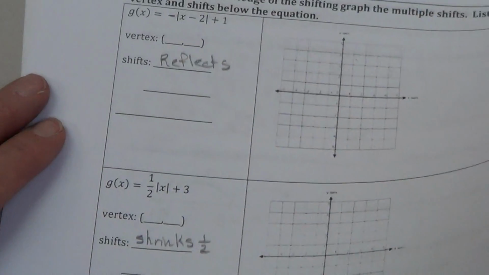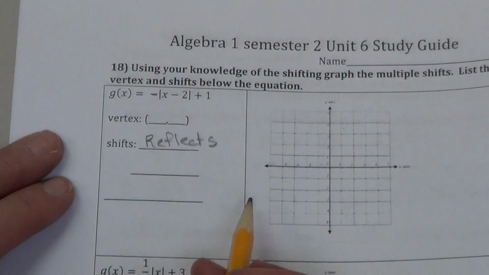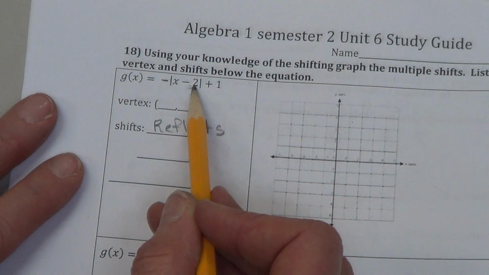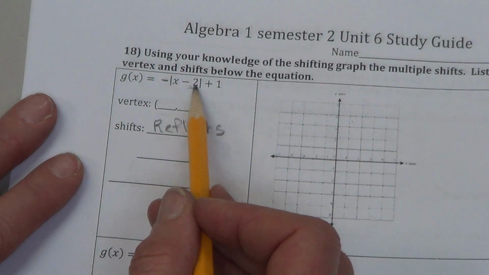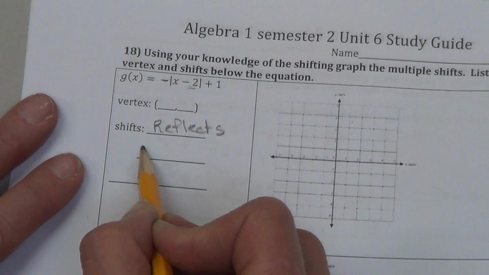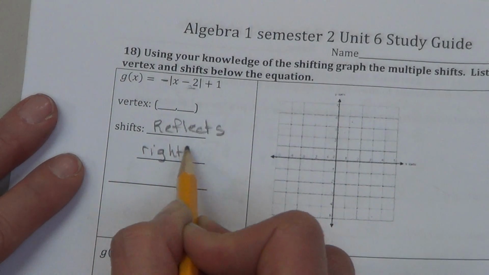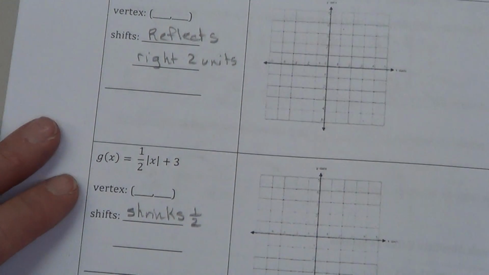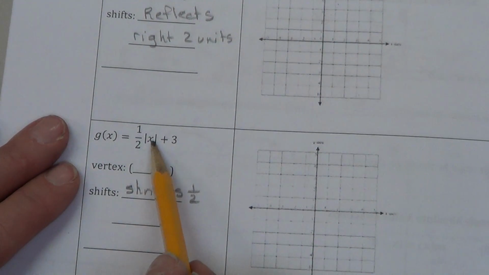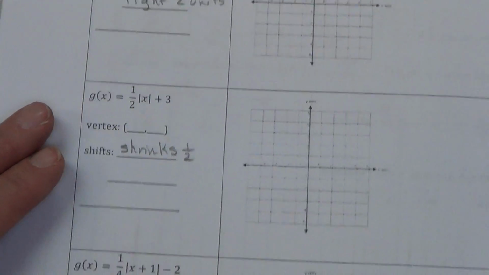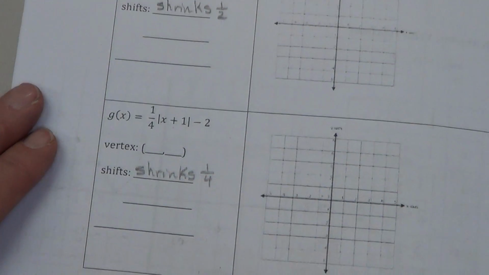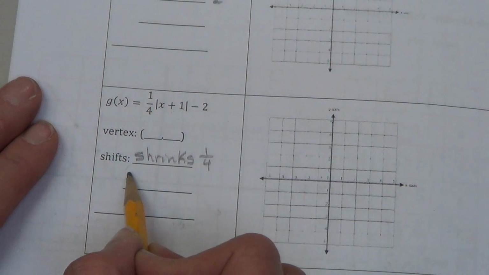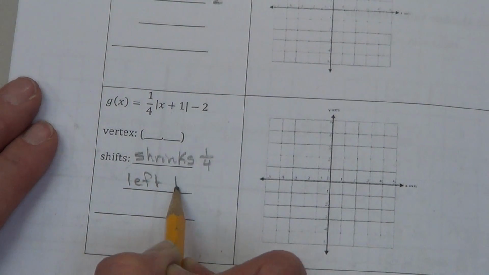Okay, now we're into the absolute value marks. Inside the absolute value marks is the shifting left to right, and it's opposite of how it looks. So we have a -2, that means it will shift right 2 units. The next one does not have any shift left to right. There's nothing in with the X. The last one has a shift to the left because it looks like a positive one, so it's going to shift left 1 unit.